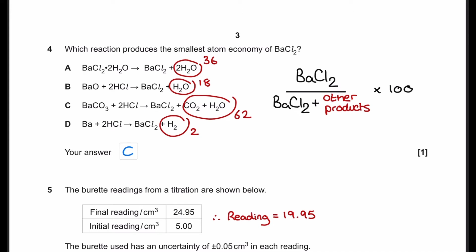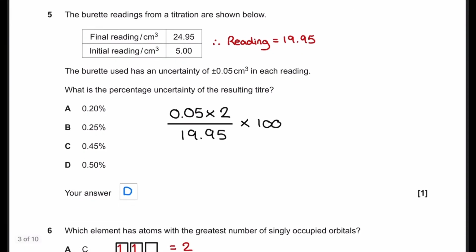As a result, I've determined that C would have the greatest value, meaning that C is going to give me the smallest atom economy for the BaCl2. Moving on to question 5, the burette readings from a titration are shown below.